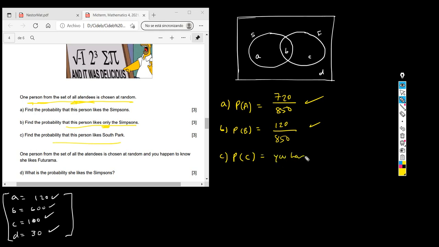C, find the probability of C, which is that this person likes South Park. You have no info about this. Some people try to make some very convoluted argument. No, guys, the problem never addresses anything about South Park. You cannot make any assumption. So you cannot answer this question. I don't have enough information to answer this question.